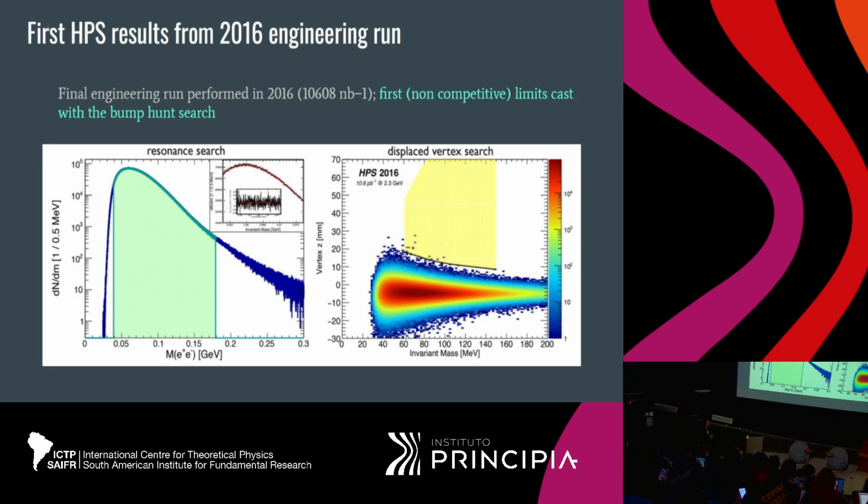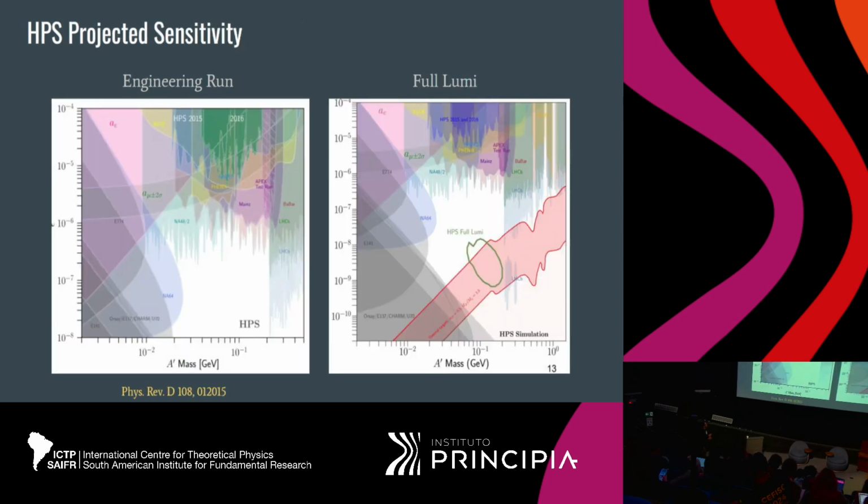And here, instead, you have the result of the displaced vertex search. Here on the X you have invariant mass, and here the vertex which is measured. Here you have the background, basically, and here is your approximated signal window. But for this statistic, it was not enough to set limits using this technique of displaced vertex. So we set limits only using the bump-hunt. And these are the results.